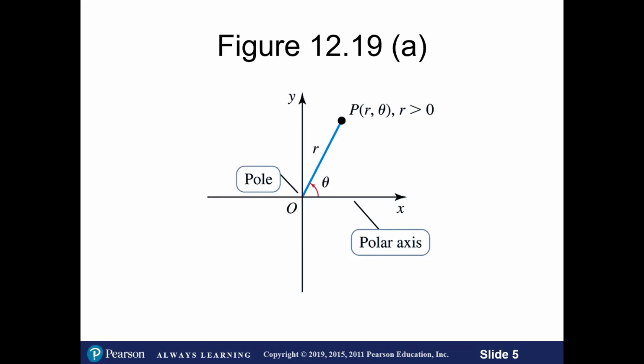So again, polar coordinates are circular movement. We still kind of notionally have the X and Y axes, right? So the pole is the origin, and all points in the plane then are defined as being some distance r away from the origin and some angle theta of rotation off of the X or the polar axis.